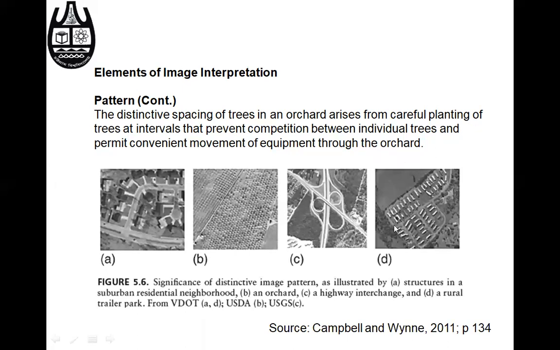So from the last one, you can also count each of them, because you know each of the patterns. You can count each of the trailers, and you can say this many trailers can be found in this park, or this is the appropriate size of this park. So anywhere, if you see any particular pattern and you are familiar with that, then your image interpretation task will be easier.